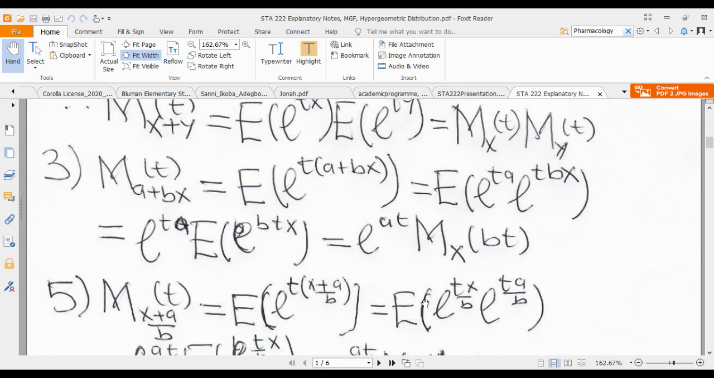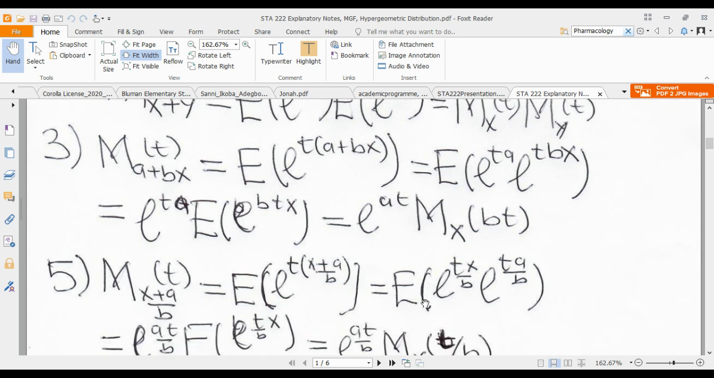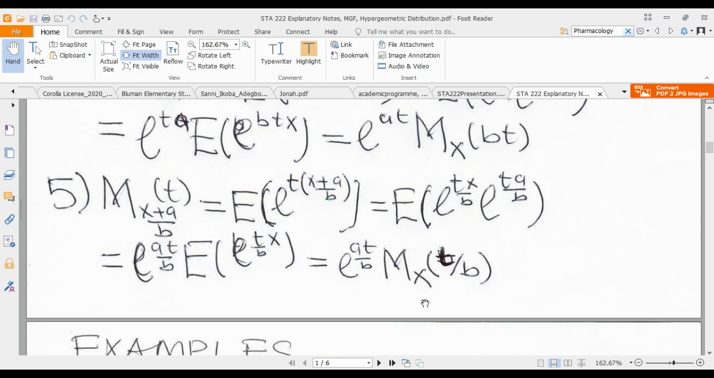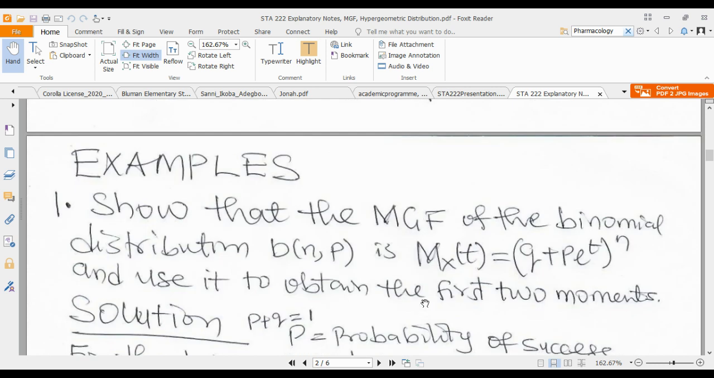Also, number 3 talks about a constant a plus another constant b multiplied by the random variable X. The MGF is given by e to the power at multiplied by M_X of bt. The fifth property is that for (X plus a) over b, the MGF is equal to e to the power at over b times M_X of t over b. Go to the next page.